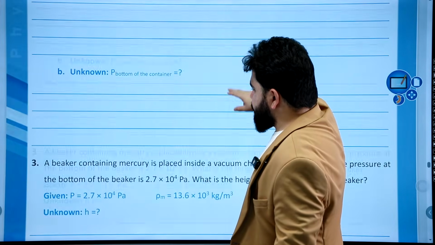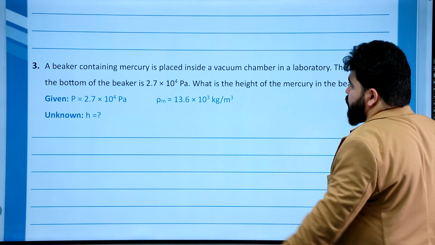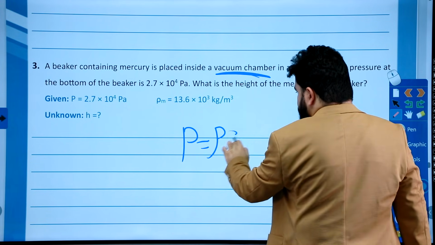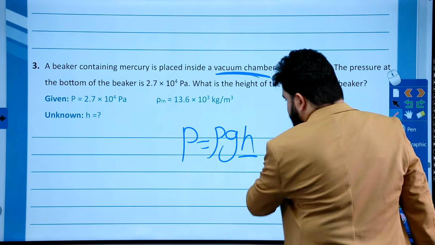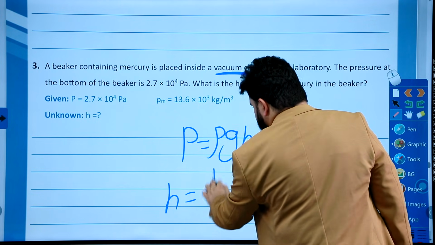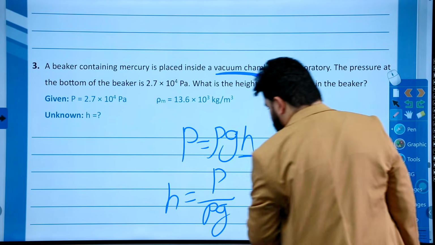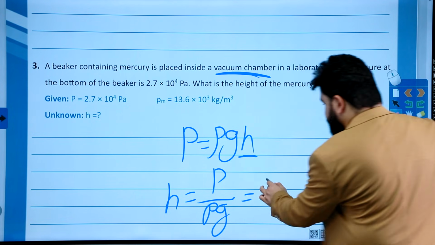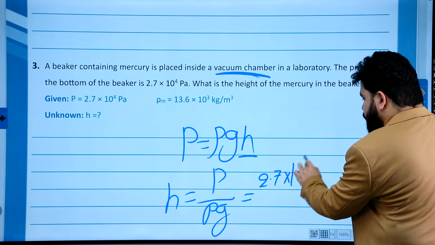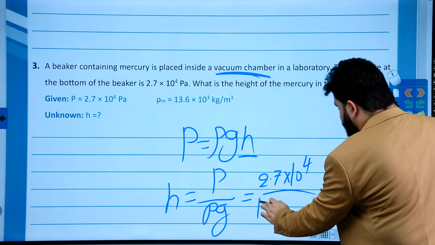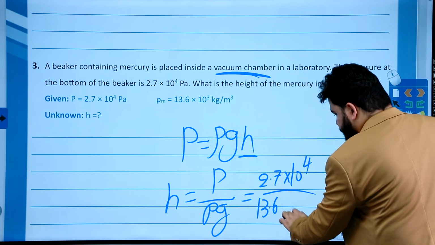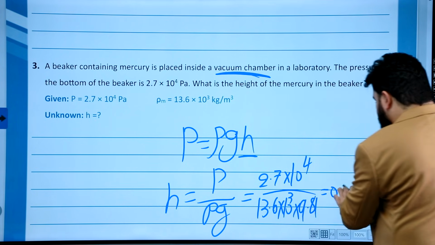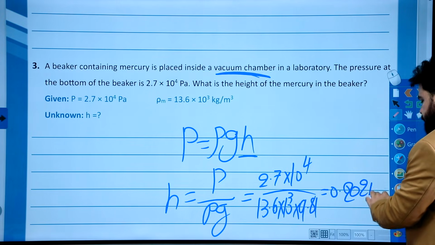I'm gonna solve this one here. It says vacuum chamber, so you're gonna say P is equal to rho GH. You need to find height, so height is equal to P divided by rho G. P is equal to what? P is equal to 2.7 times 10 to the power 4 divided by density of the mercury, which is equal to 13.6 times 10 to the power 3, times gravity, 9.81. I think you get 0.202 meters, if I'm not mistaken.